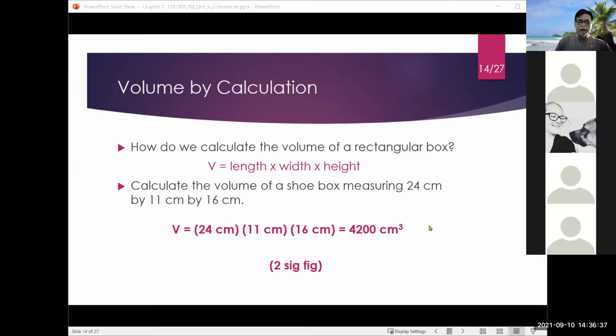Okay, I'm back. Sorry. So 24 times 11 times 16 gives you 4,200. Obviously, centimeters times centimeters gives you centimeters squared, times centimeters gives you centimeters cubed, or cubic centimeters, or 1 milliliter, right? Or milliliters.